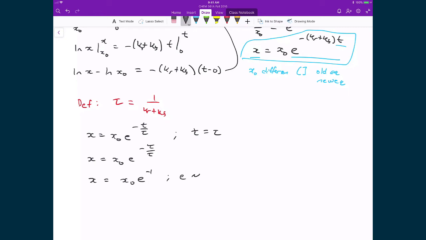And e, if we're going to approximate it to a really simple number, rounding to the nearest whole number, is roughly equal to 3. So what that means is that at that time tau, we basically have 1/3 of x naught, meaning that we've progressed this reaction about 2/3 of the way to completion. And so that's essentially what tau is trying to quantify. This would be the value that you would quote as to how long it takes for something to reach equilibrium. You would basically give this time constant as that value.